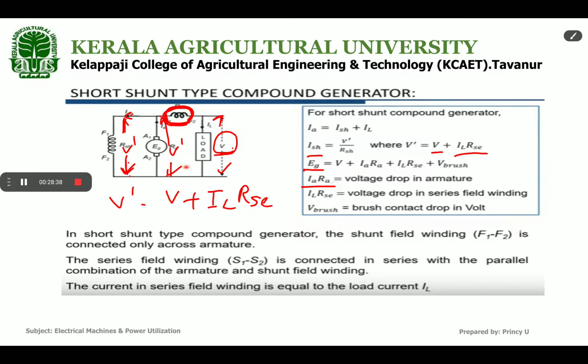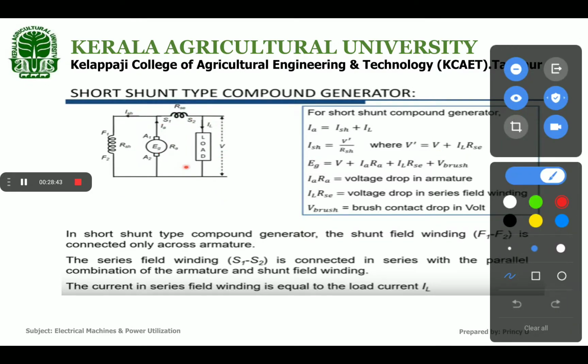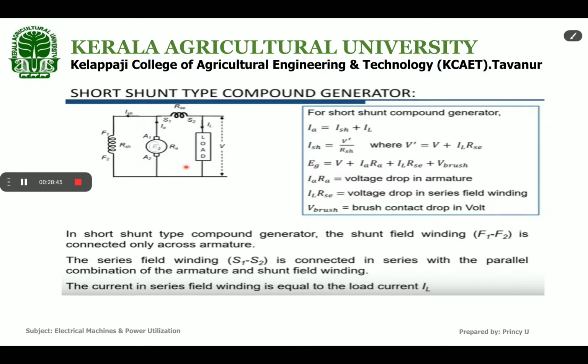Then IARA, what is generated EMF? Generated EMF is EG produced in this. What drops will be present here? Let us see which drops, when added to the output voltage, give the generated EMF. V plus, the terminal voltage V plus, we know that the drop present in the armature is IARA, the voltage drop in armature, and there is a series field winding, so IL R series, and brush voltage drop, the brush contact drop.